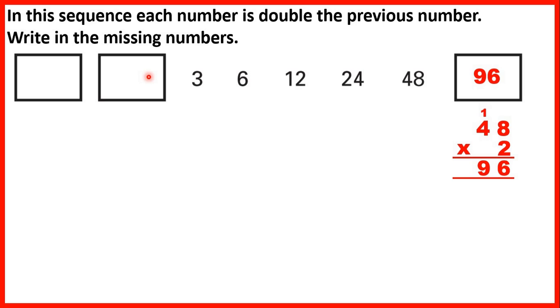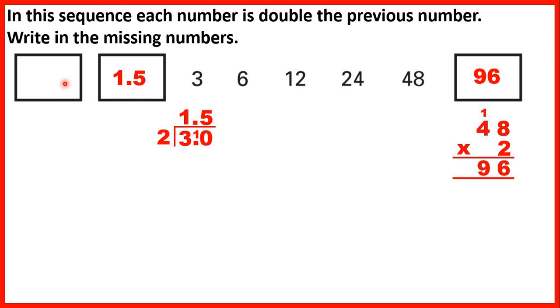Now to work out this number here, we need to find half of 3. Because if we look at the sequence in reverse, 12 divided by 2 is 6, 6 divided by 2 is 3, so we need to work out 3 divided by 2. That's 1 remainder 1, so we need to extend with a 0, copy up our decimal point, and write our remainder 1 in front of our 10th digit. Now 10 divided by 2 is 5, so our missing number here is 1.5.